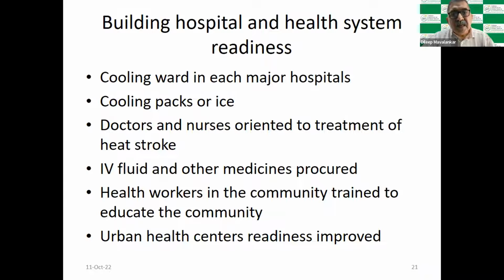Then hospital readiness. Many hospitals in the city developed a cooling ward. Before the summer, one ward was prepared to be used when emergency patients come, so they don't fill up the emergency casualty departments. Then cooling ice packs, etc. And ice was prepared. Doctors and nurses were oriented, IV fluid. So all medical preparation, including in the urban health centers, ORS was provided because one of the ways people die is dehydration.